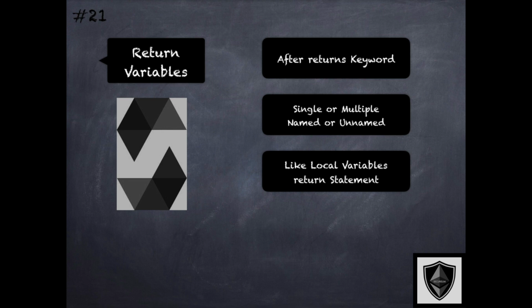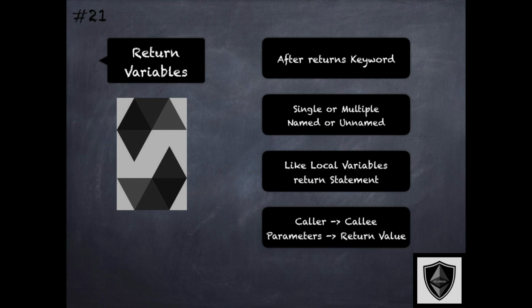These are treated just like local variables within the context of the function. And in the case of unnamed return variables, an explicit return statement needs to be used to return that variable as a return value that goes to the context of the caller function.